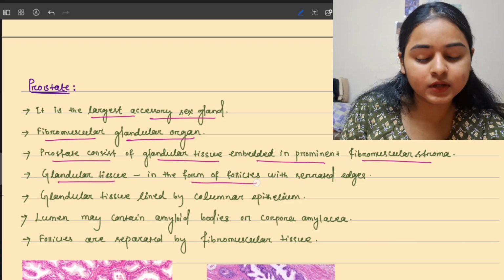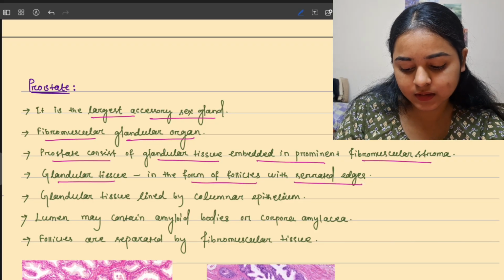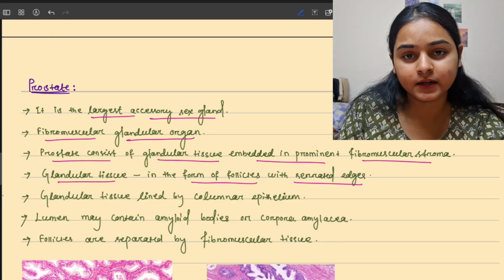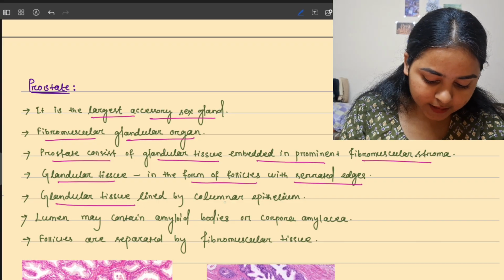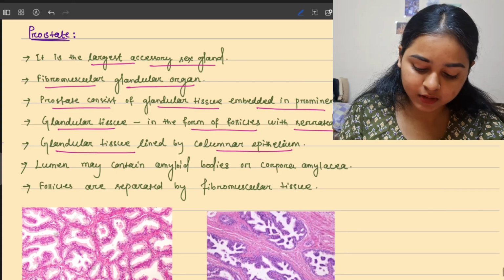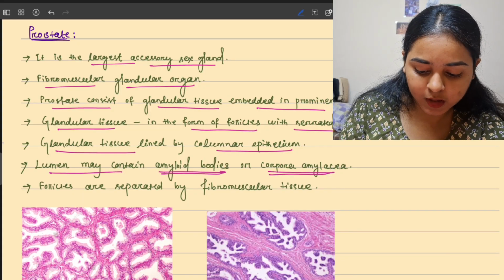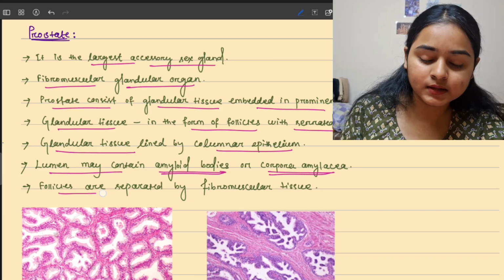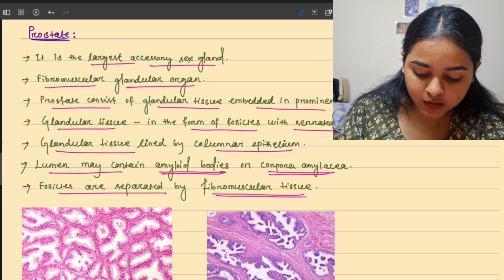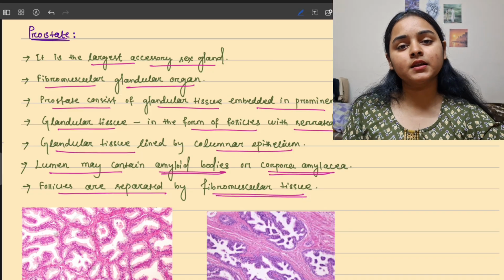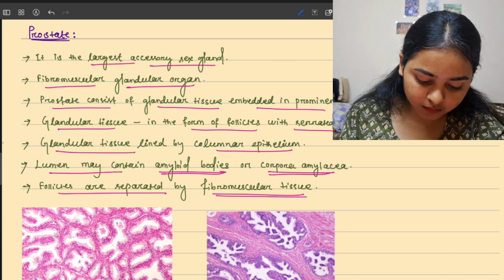The glandular tissue is in the form of follicles with serrated edges. You can easily identify the serrated edges. The glandular tissue is lined by columnar epithelium, and the lumen may contain amyloid bodies or corpora amylacea. And the follicles are separated by the fibromuscular tissue. So these are the important characteristic features of prostate.